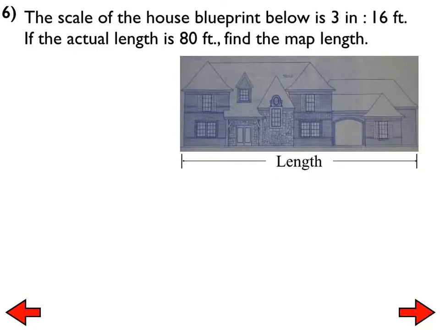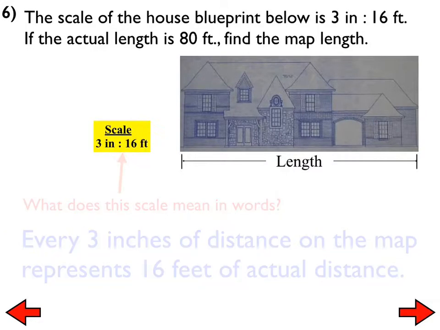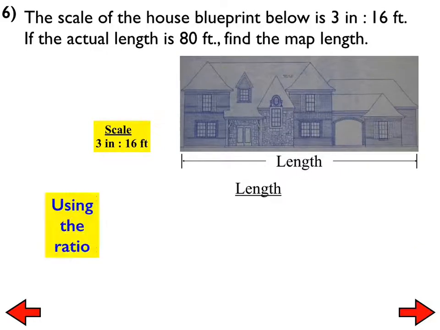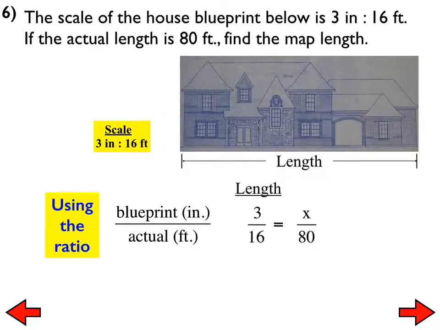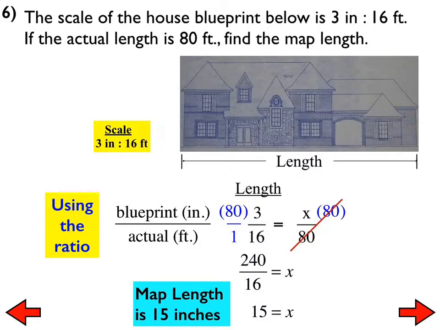In problem number 6, we're trying to find the map length if the actual house is 80 feet long. We use our scale of 3 inches on the map is 16 feet of actual distance, and that helps us set up our proportion. So our proportion would look something like this. 3 over 16 equals x over 80. That should be self-explanatory. From there, I multiply both sides by 80, and I get 240 over 16, which ends up being 15. So if the actual length of the house is 80 feet, the map length is 15 inches. Any questions on the 15 inches part?